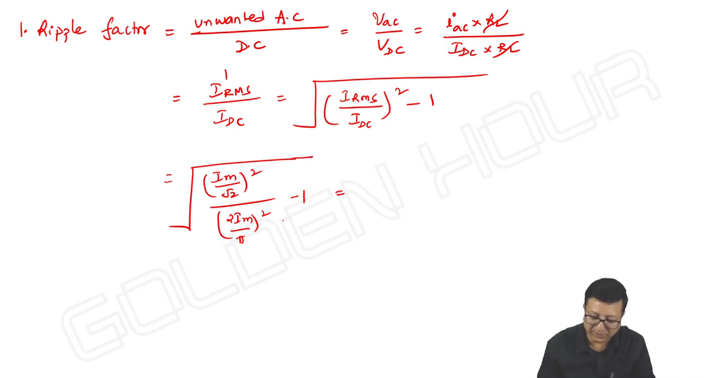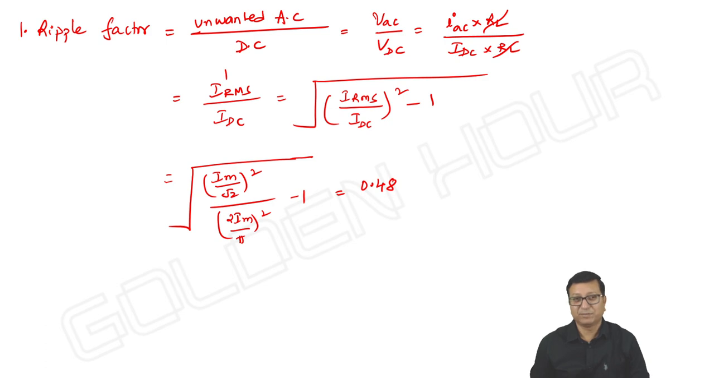And if you do the calculations, you will get its value to be 0.48. In the half wave rectifier, it is 1.21. In the full wave rectifier, it has come down. It's not half of the half wave rectifier value, since it involves a square root and some nonlinear equations. After calculations, you can see 0.48. This is better compared to the half wave rectifier. We have reduced the ripple factor, which means we improved the DC level and reduced the unwanted AC level. So we have got the ripple factor.